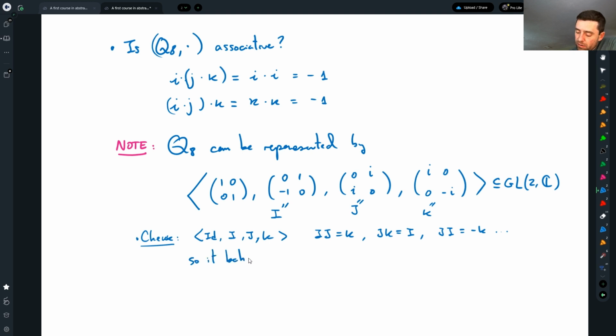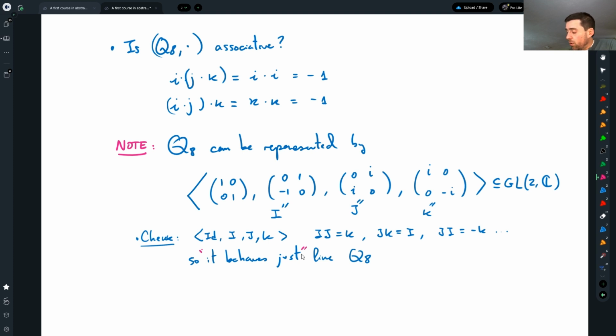So it behaves just like Q8. When we say it behaves just like Q8, soon we will define the concept of isomorphism, and then we'll see that this group is isomorphic to Q8.